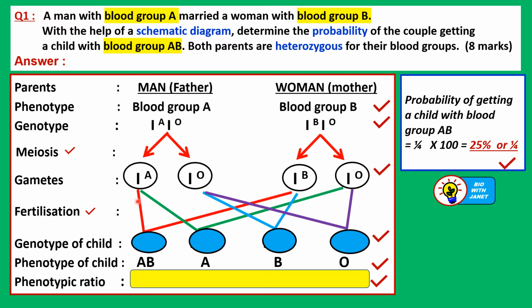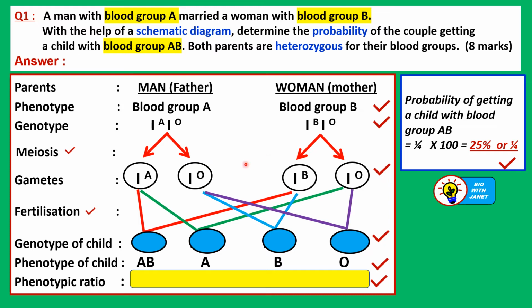Now, in fertilization, sperm from the man will fuse with the ovum from the woman, right? And there are different possibilities. So the first possibility is that the first gamete from the man fuses with the first gamete from the woman to produce a specific genotype for the child. What is that?